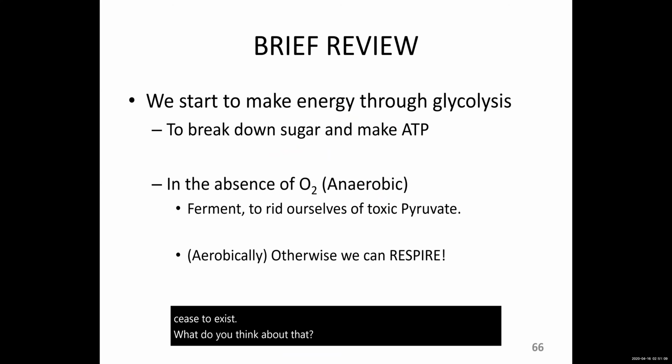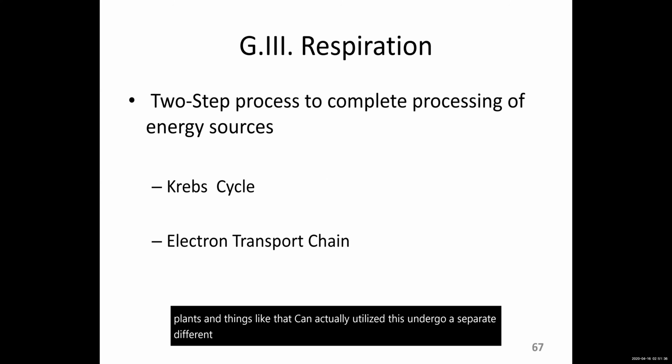So one of the options here is that glycolysis, producing pyruvic acid, produces something that is toxic. And so one of the options, in the absence of oxygen, an anaerobic condition, we can ferment it. However, thanks for the fact that we at least have roughly 20% oxygen present in our air, lots of animals and plants and things like that can actually utilize this and undergo a separate different step called aerobic respiration.